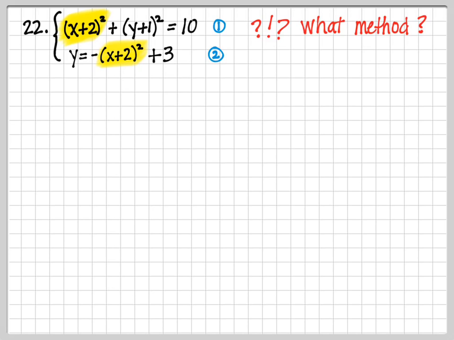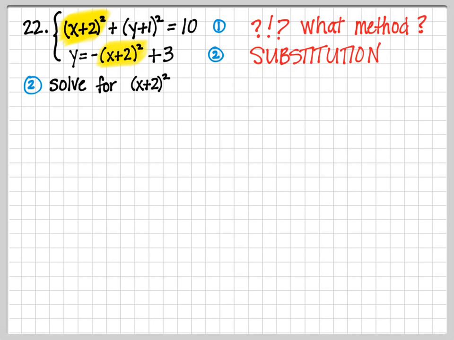And then we notice, oh, wait a minute. I have a group x plus 2 quantity squared and x plus 2 quantity squared in both of those equations. So I'm going to use substitution method. I'm going to use equation 2 to solve for x plus 2 quantity squared. And by adding that to both sides and then subtracting the y, I get that x plus 2 quantity squared is equal to 3 minus y.